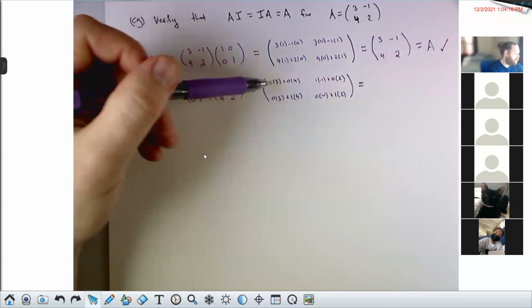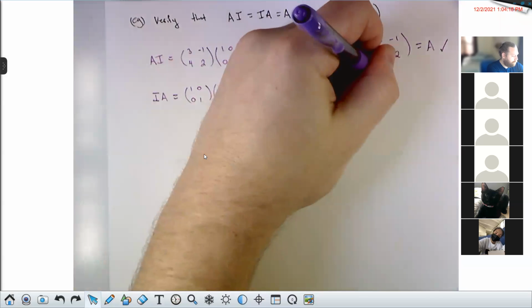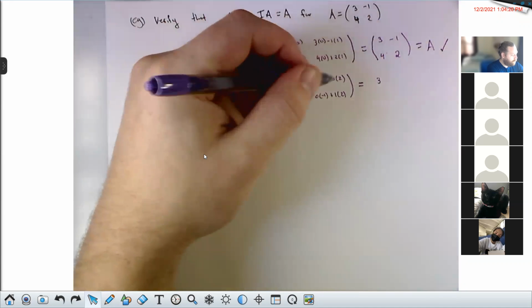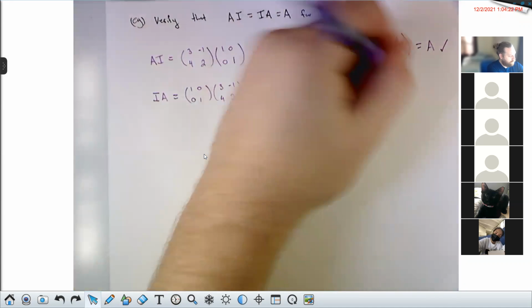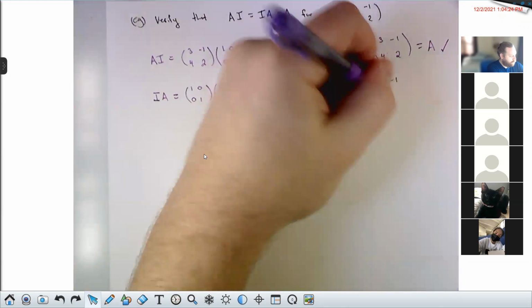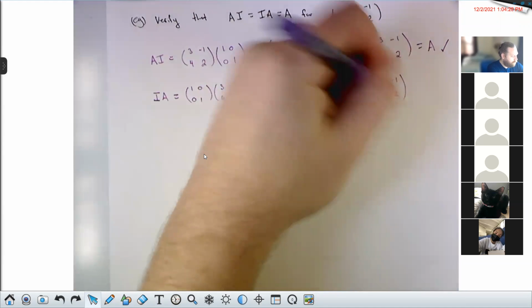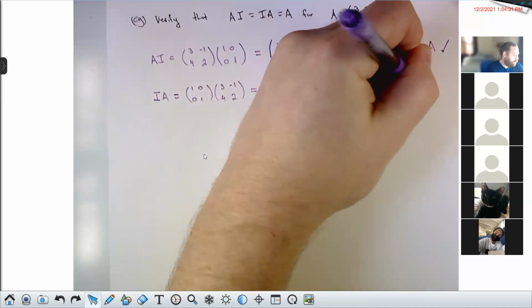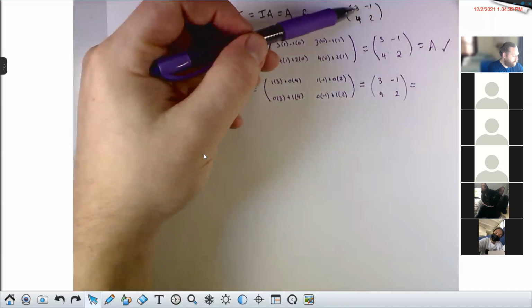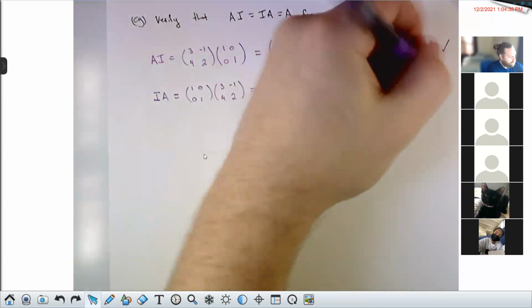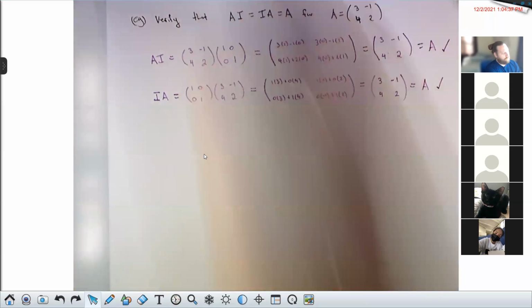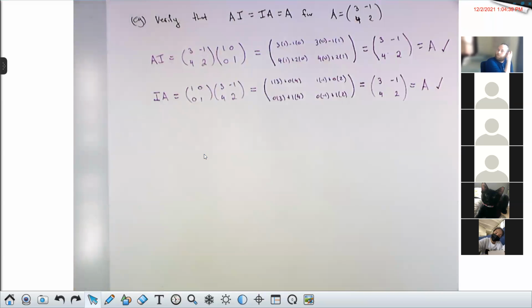And if I simplify this, 3 plus 0 is 3. Negative 1 plus 0 is negative 1. 0 plus 4 is 4. And 0 plus 2 is 2. And is this A? Negative 1, 4, 2, it's negative 1, 4, 2. Hell yeah. So this works fine. And hopefully you can see that if this was any other 2 by 2, it would work the exact same way.